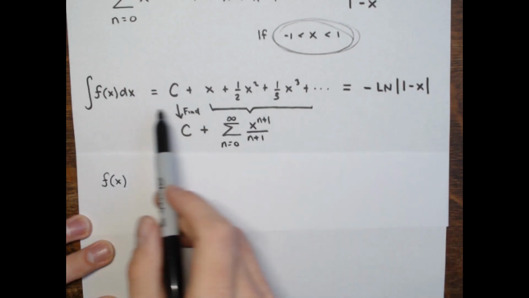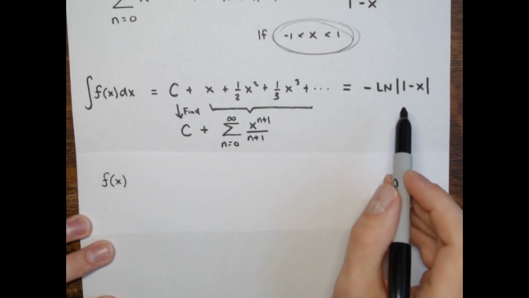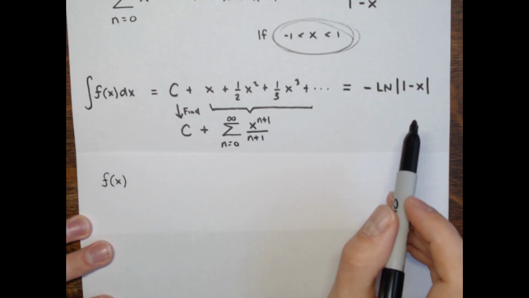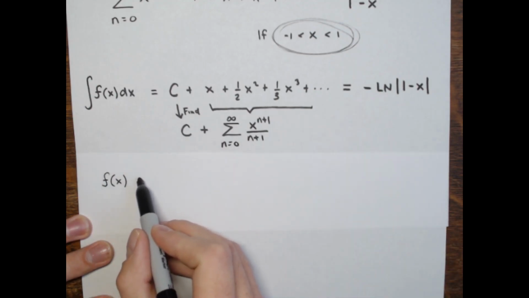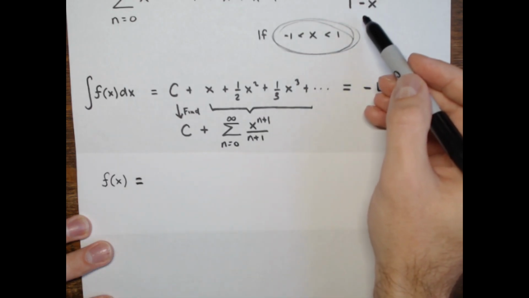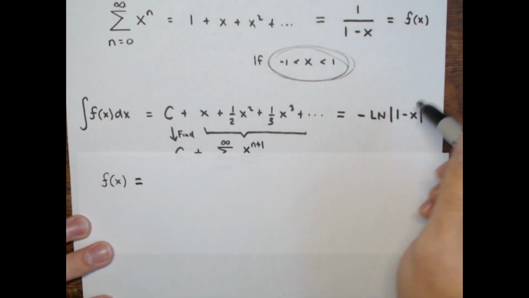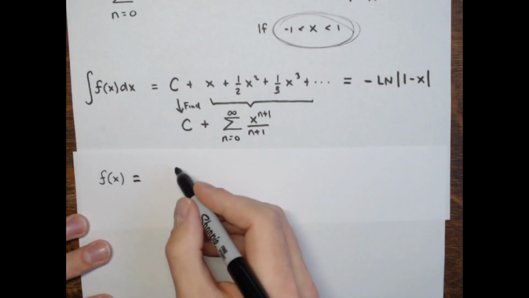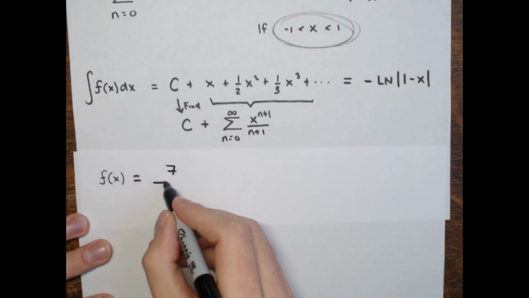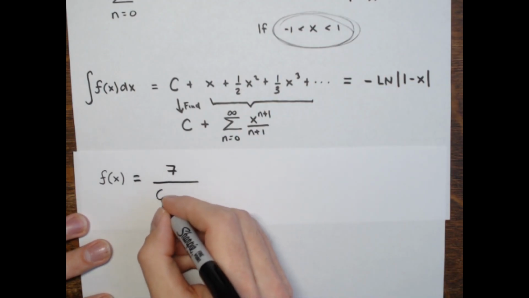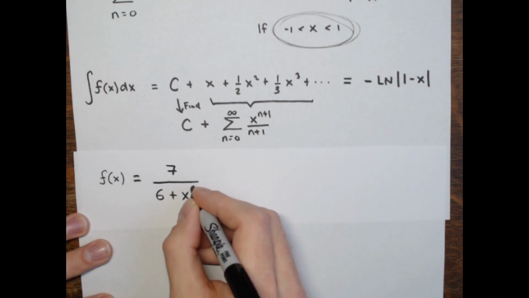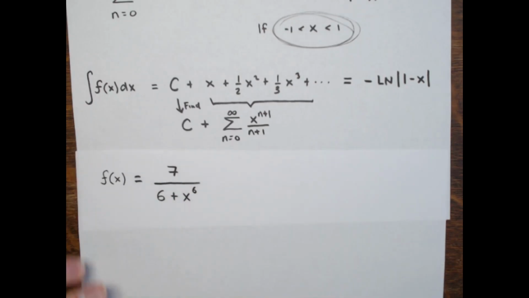Oh, I'll just write the integral, because this function we're about to look at isn't very nicely integrable. So here, the function 1 over 1 minus x is no problem. Integrating that's no problem. The function I'm looking at in this first problem is 7 over 6 plus x to the 6th. Yeah, integrating this would be a lot tougher.